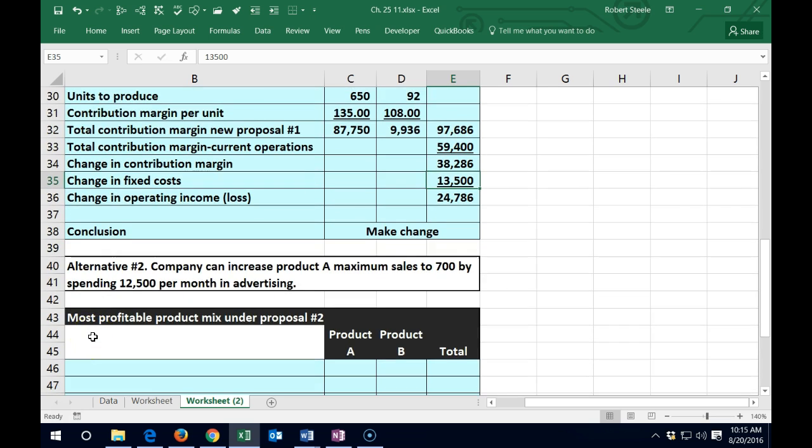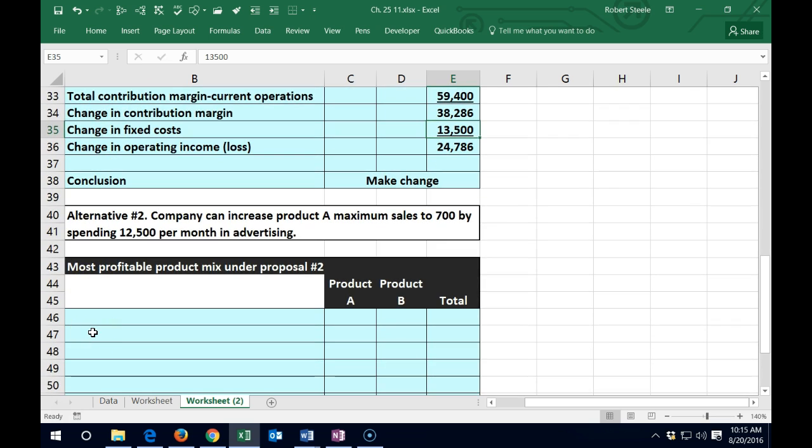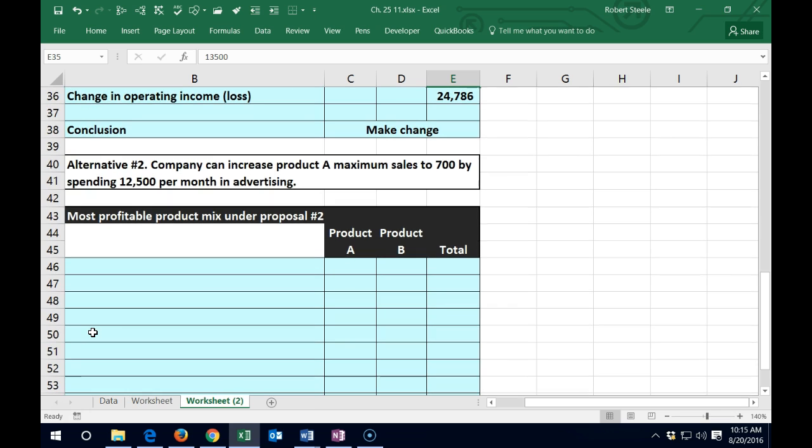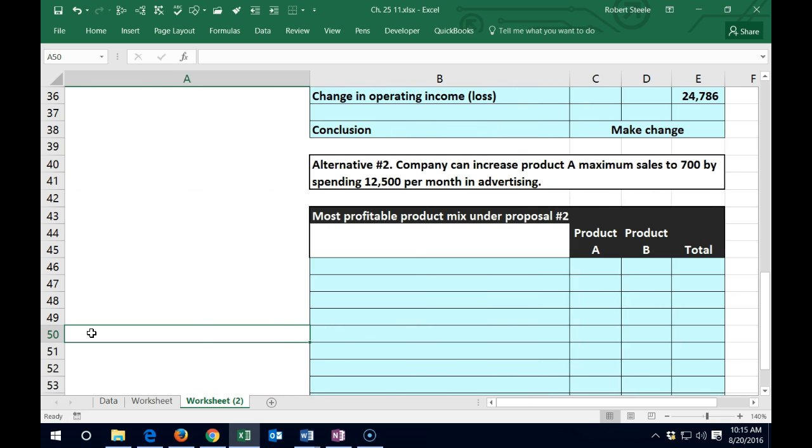Next thing we're going to do, alternative 2, another proposal. So we're going to do alternative 1. Then the question is, do we want to add to that? A company may increase product A maximum sales by 700 by spending $12,500 per month in advertising. Uh-oh, the marketing department is here asking for money for advertising.